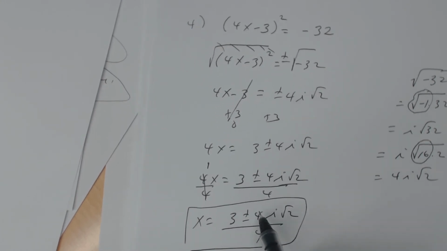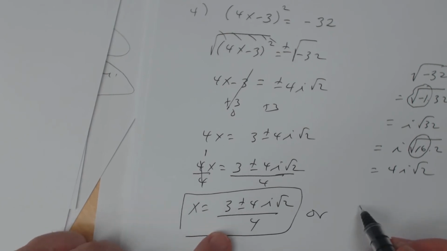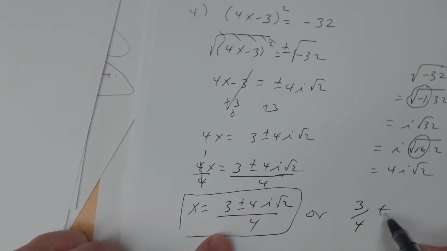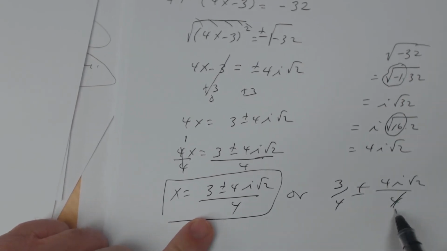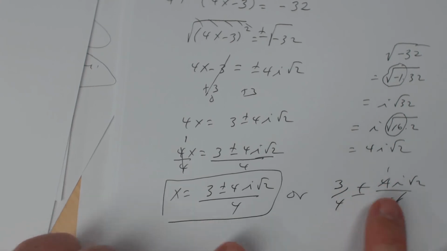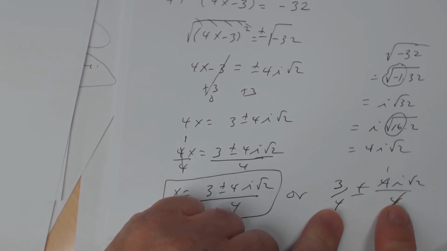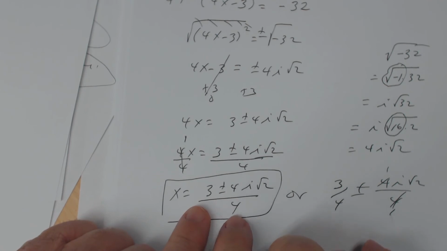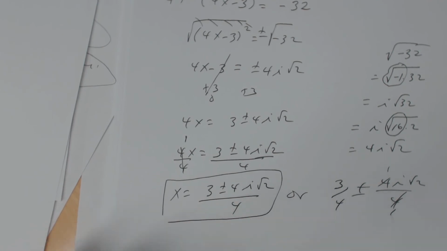Now, don't make the mistake and reduce these 4's, because if you do, and you say 1 divided by 1, you've got to remember that 3 is also being divided by 4, so you've got to be careful. So don't reduce these if you write it like this. Now, let me say this though: if you write it like this, 3 over 4 plus or minus 4i square root of 2 over 4, then you can reduce this. So that's the difference. If you break it into fractions, then you can reduce this, but you can't reduce it if you leave it as one fraction, because here's the situation.